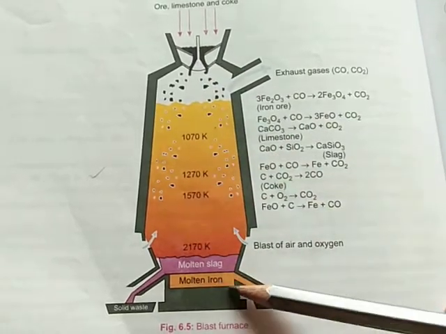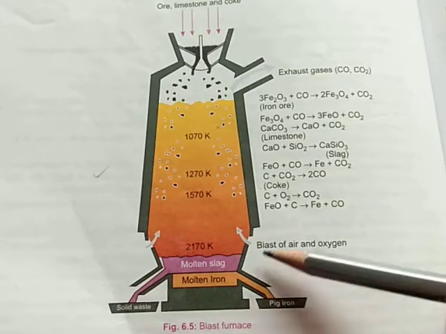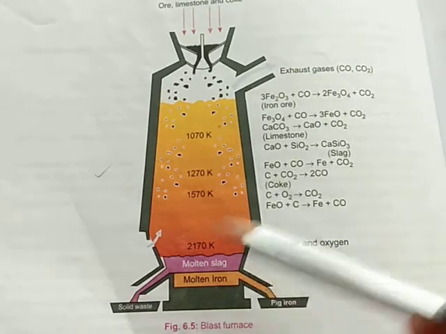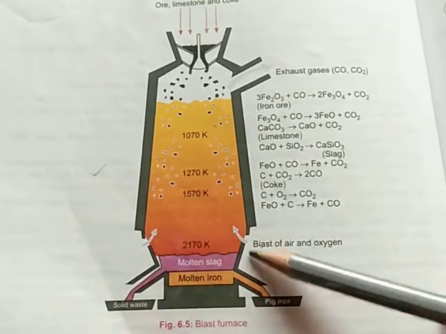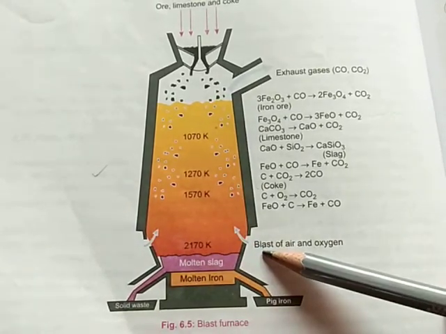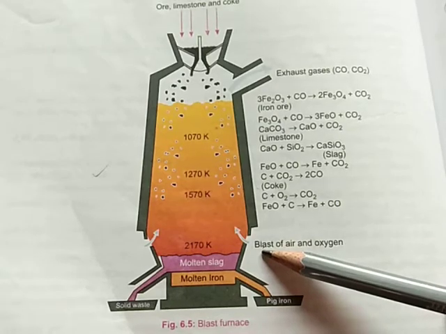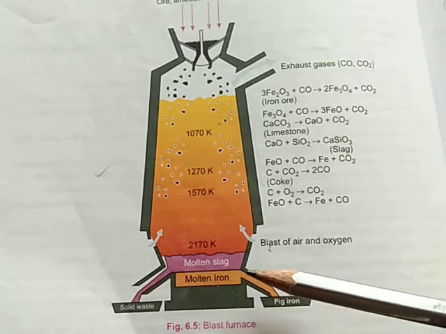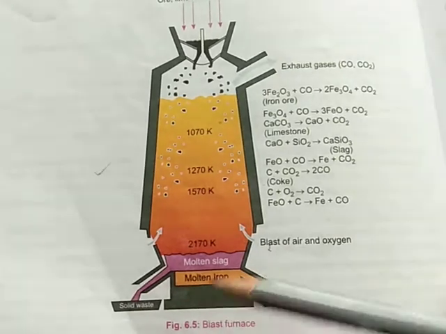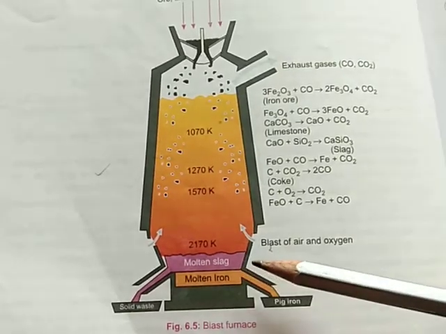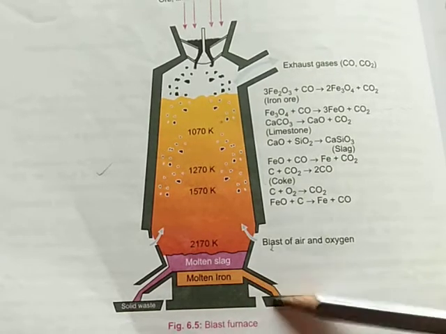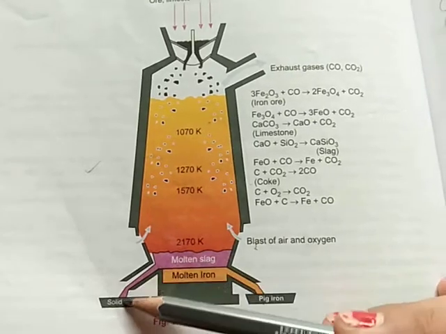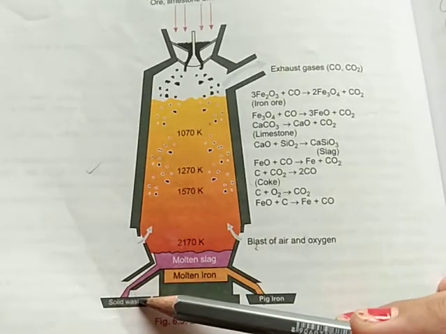At the base of the blast furnace, there are tuyeres, these two, for hot air. Second, a tap hole for withdrawing molten iron, this one, and an outlet for slag, means solid waste.